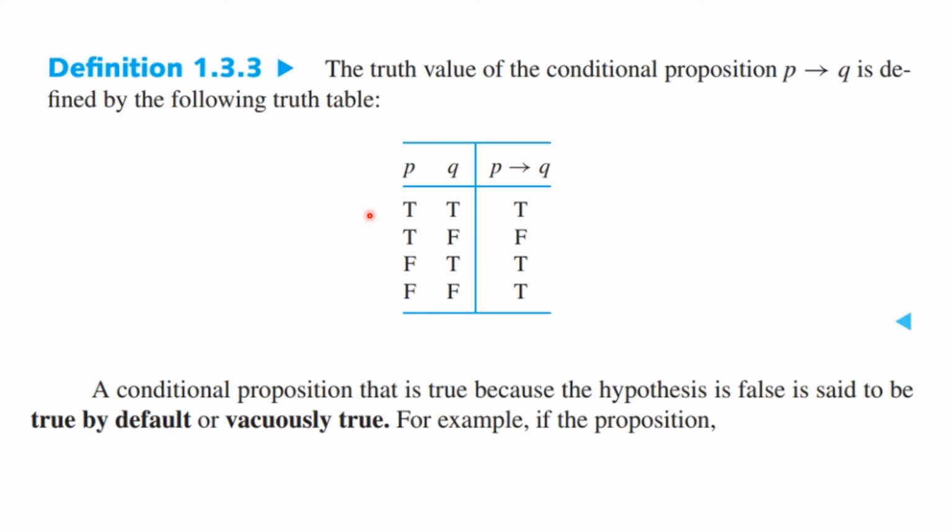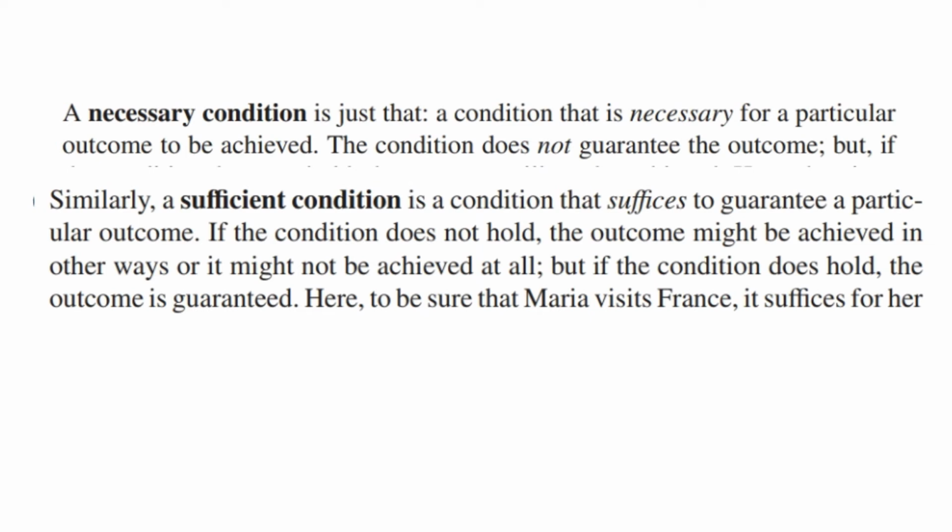These last two bother some people because if the if part is false, it is always true. So a conditional proposition that is true because the hypothesis is false is said to be true by default, or sometimes we say vacuously true. Other words are sometimes used with this. A necessary condition is just that, a condition that is necessary for a particular outcome to be achieved. It does not guarantee the outcome.